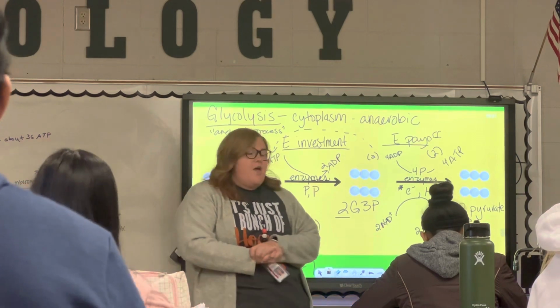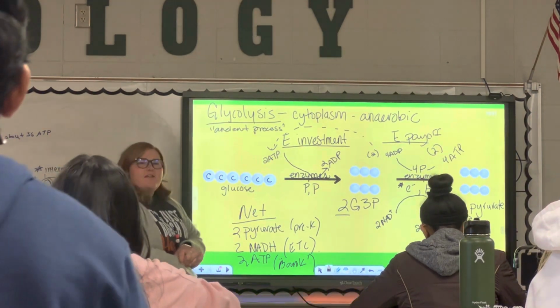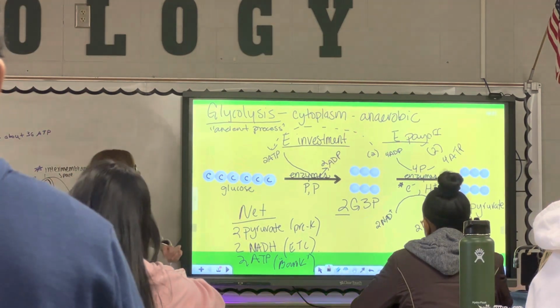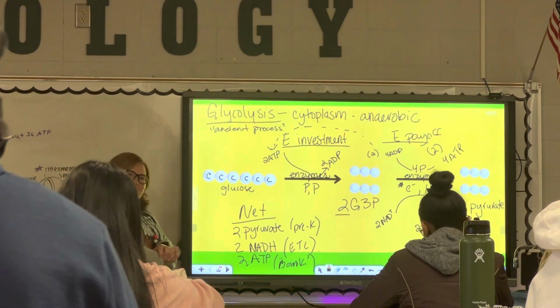Ready? So glycolysis happens in the cytoplasm, and it's anaerobic. And we're gonna start with glucose. Gracie, what happens next?